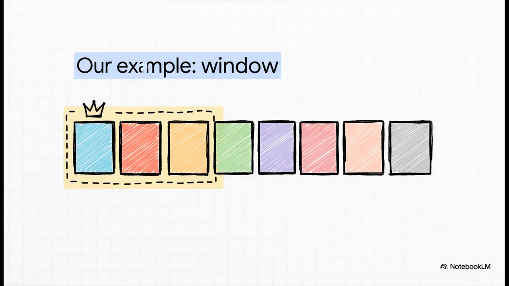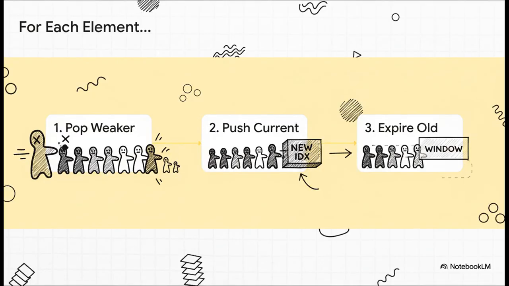We're going to use this array 1, 3, -1, -3, 5, 3, 6, 7, and our window size, k, will be 3. Our mission is to find the max of every 3-element chunk as we slide across. So for every single element that comes in, we do 3 things. It's a simple little dance.